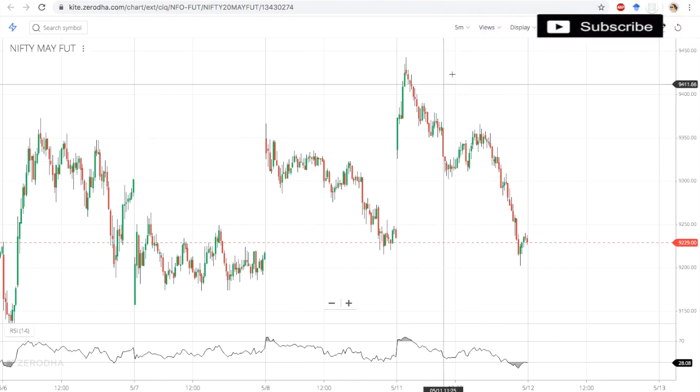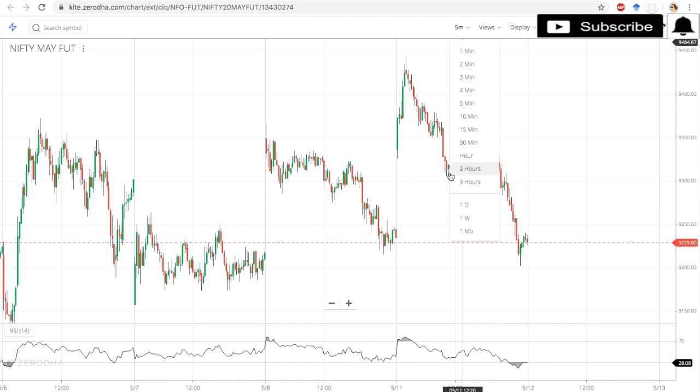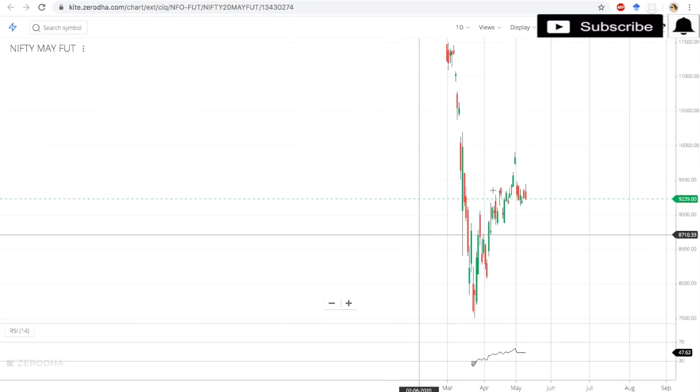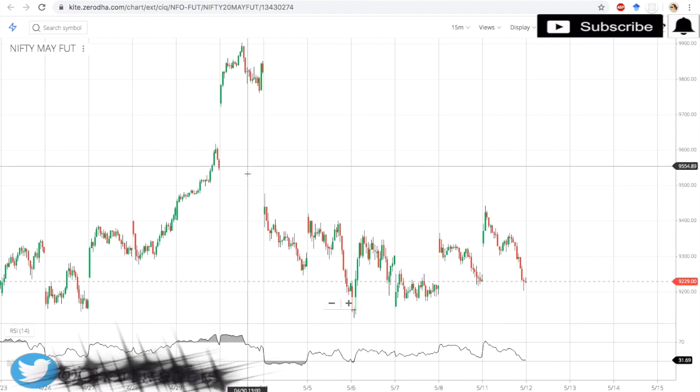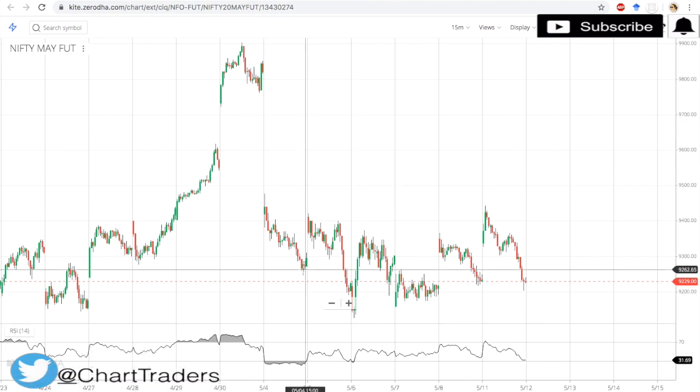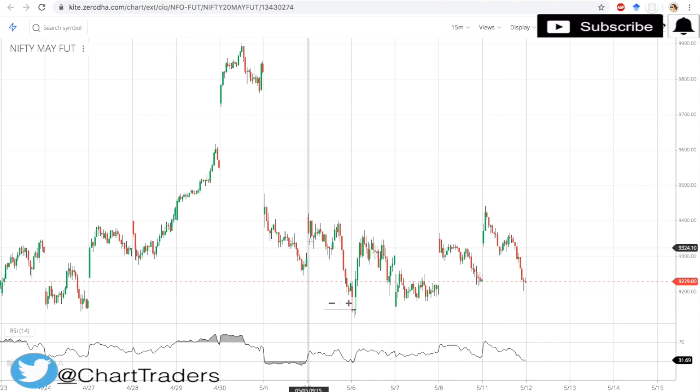Okay, so this is on a 5-minute chart. You can identify it on a daily basis also. It will work on any time frame. We can click 15-minute also. So here is an oversold zone, and after that there are some up movements.